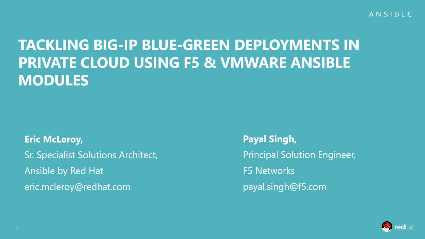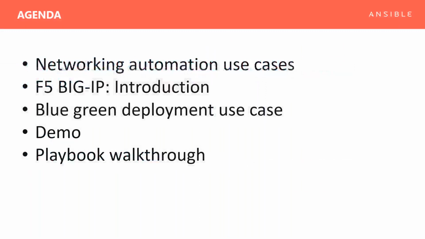Thank you, everyone. I'm Eric McElroy, and I'm just going to start out by talking about what the overall automation journey looks like. The agenda today is that we're going to talk about some networking automation use cases to get started, and then we're going to move into the F5 Big IP introduction, the blue-green deployment use cases, a demo, and a playbook walkthrough by Payal. We're going to get deep into how this works and how F5 and Ansible come together to make it possible to use not only hardware-based items, but cloud and VMware-based presentations as well.